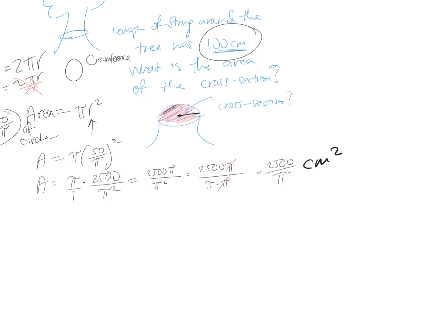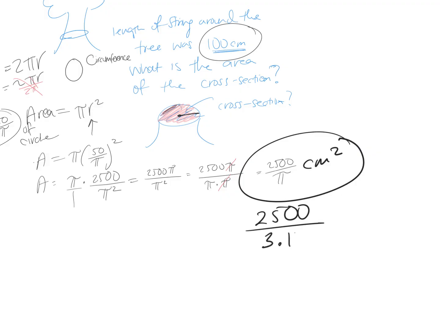Okay, since it's a real world problem, we most likely would not leave our answer like this because it doesn't make sense. If I tell you the area is 2,500 divided by pi, you're like, yeah, but what is that? If I have to get a ruler to measure something, pi is a decimal that goes on forever. So since it's real world, we're going to do 2,500 divided by 3.14. We want to actually get a final answer, not just leave it in terms of pi.